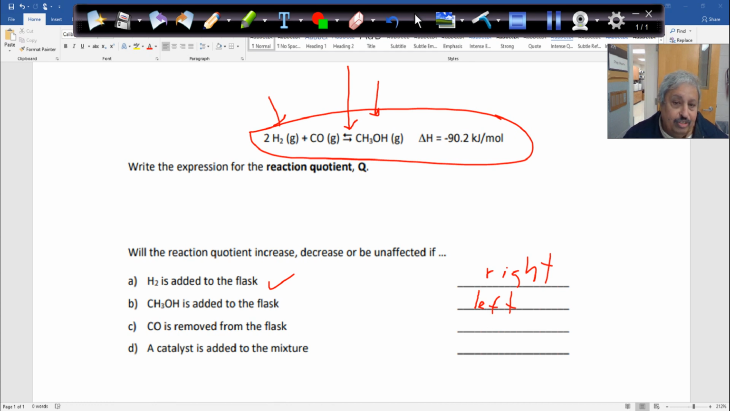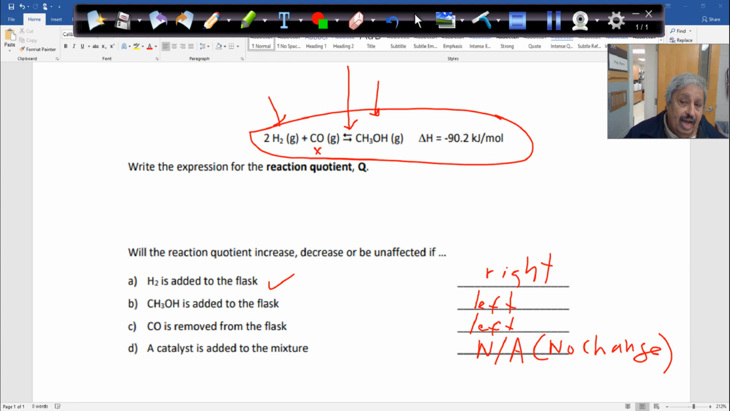If you remove CO, you take it out, so this arm will be less stressed because you have taken CO out. So this one will be stressed, so will be where? To the left. If catalyst is added, no change. Catalyst has nothing to do with the equilibrium. It does have to do with the rate, increasing the rate of the reaction.